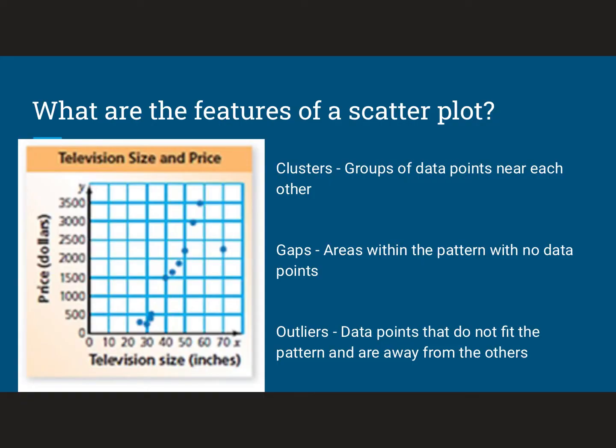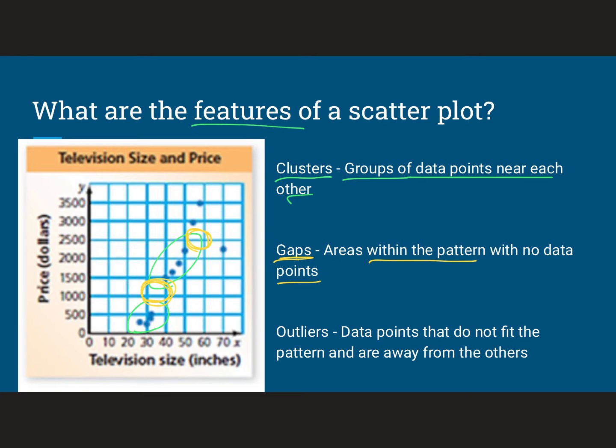So next, let's talk about what the features of a scatter plot are. Scatter plots can have clusters. Clusters are just groups of data points that are near each other. So in this case, here's a cluster here, and here's a cluster here. Scatter plots can also have gaps. A gap is simply an area within the pattern where there are no data points. So there's a gap right here, and there's a gap sort of right here. Those are blank areas within our pattern.